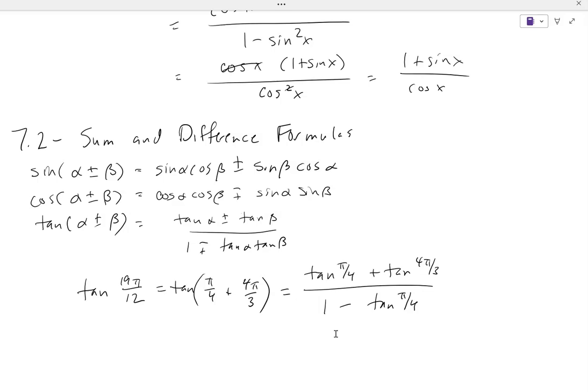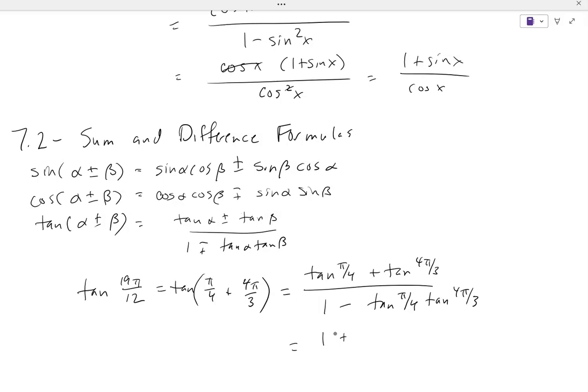we can rewrite it as tangent of pi over 4 plus tangent of 4 pi over 3 over 1 minus tangent of pi over 4 tangent of 4 pi over 3. And now we can calculate the exact values of each of those, right? The easy one there is tangent of pi over 4 is equal to what? 1. 4 pi over 3 is in quadrant 3. Yeah, it's down over there. So the tangent will be positive.